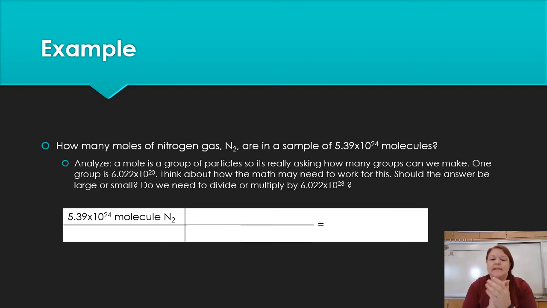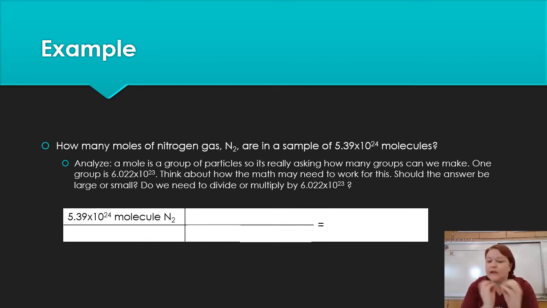So take a second, pause for a minute, and think about how this math may need to be set up to work this out. Think about what would you have to do with this given amount. Should our answer be large? Should it be like something in scientific notation? Or should it be smaller? Do we need to divide or do we need to multiply by 6.022 times 10 to the 23rd, Avogadro's number? What's going to make this make sense if we're looking for how many groups there are? So pause and think about that.